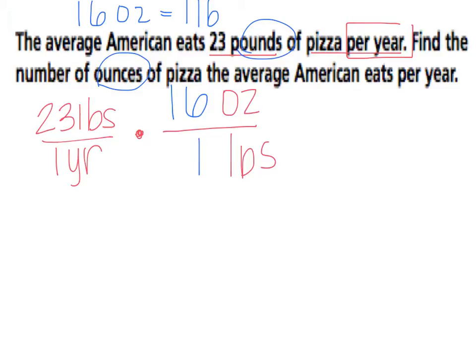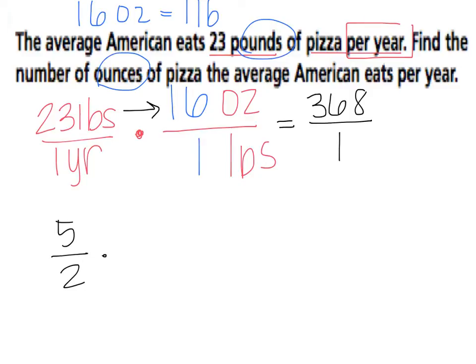So now all we have to do is multiply across. If we look here, 23 times 16 is 368 over 1 times 1, which is 1. Now, remember when we had 5 over 2 times 7 over 15, and we could look across and cancel these out? That's the same thing with units. If you notice here, we have pounds here and pounds here.